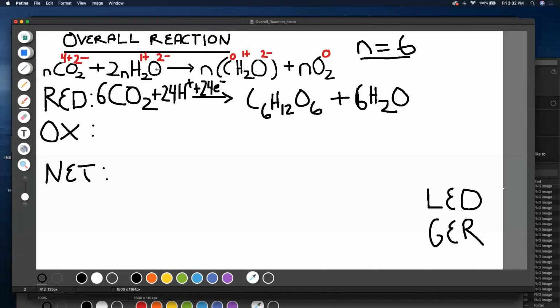And you could also see that this oxygen is going to be split into molecular oxygen. This oxygen stays with the carbon atom here in order to make the glucose. So we have the oxygen going from 2 minus to 0. So we can add in 12 water goes to 6 molecular oxygen.